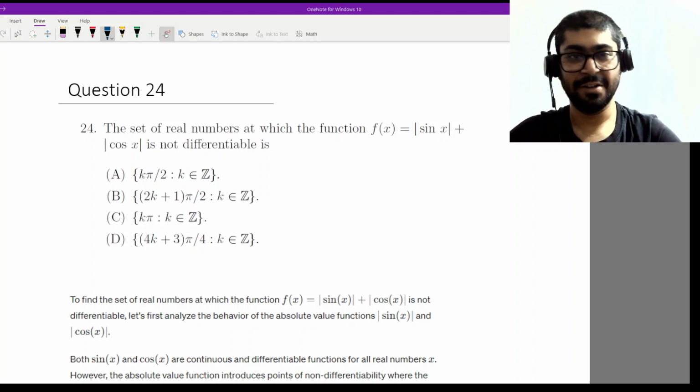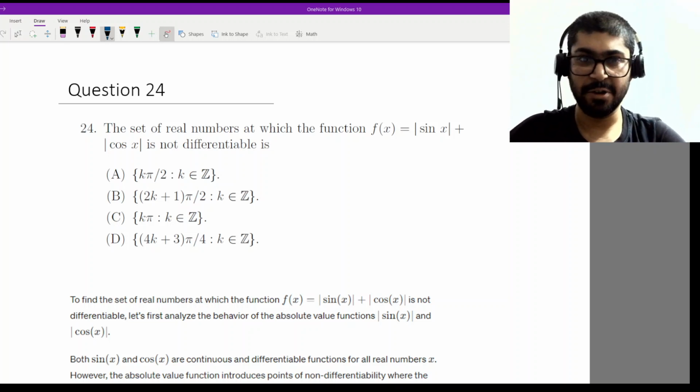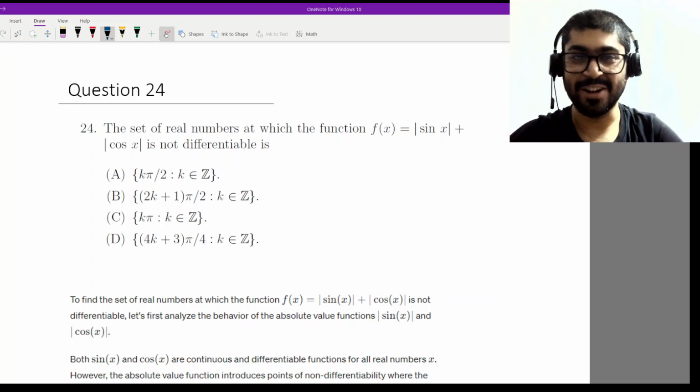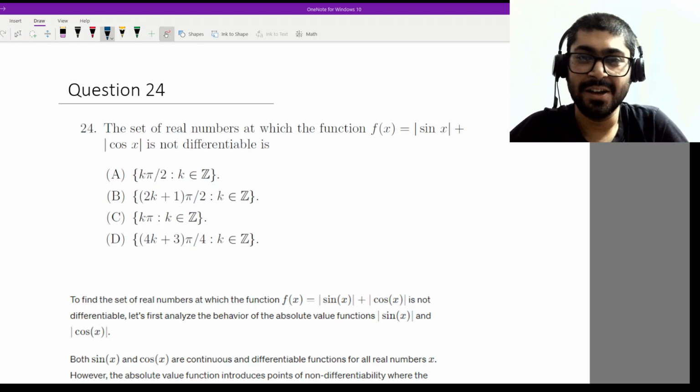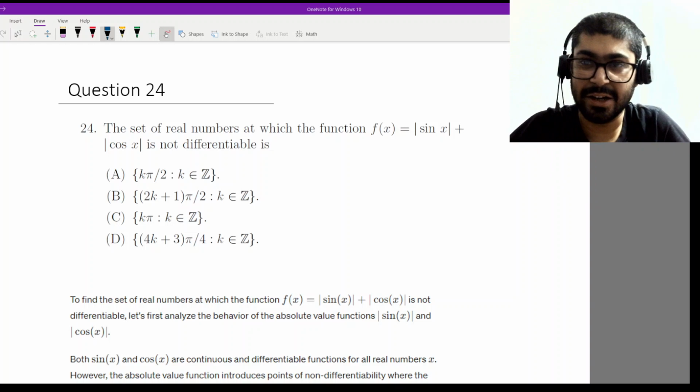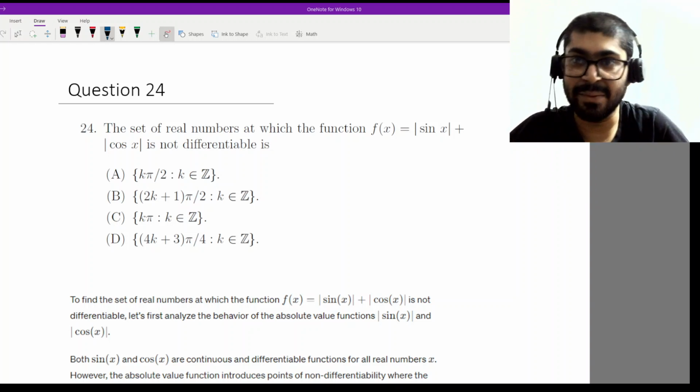Hello everyone, good evening. Welcome to the solutions for BSDS sample paper 2024, and we are at question 24 itself. Question 24 is based on differentiability again. You can see that we have a lot of questions relating to calculus and functions, limits, continuity, differentiability. So make sure to prepare this portion well.